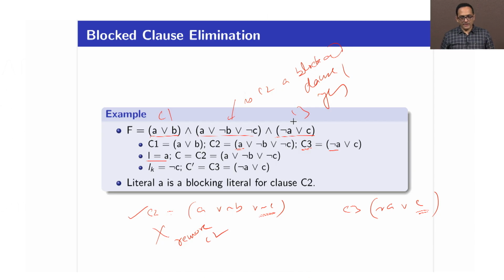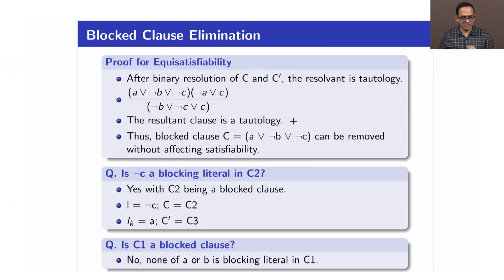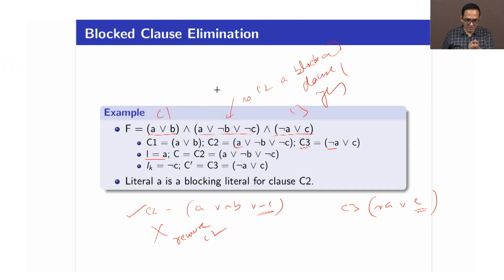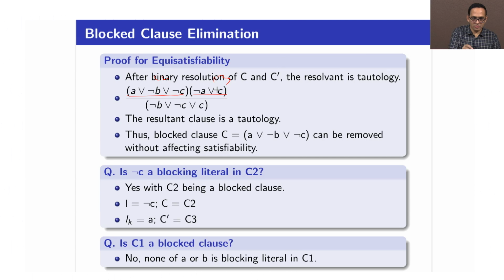Now, it looks not so obvious why I can remove C2. Let us see why this can be done. This is my C2 and this is my C3 from the previous example. If I apply binary clause resolution on A, A and not A are present here, so they will be removed and the resultant clause will have not B, not C and C, and this is a tautology.